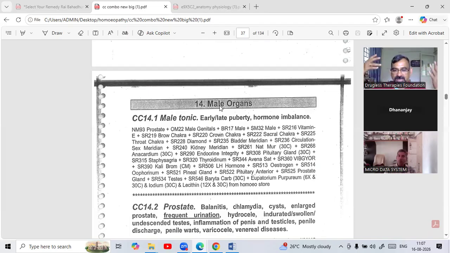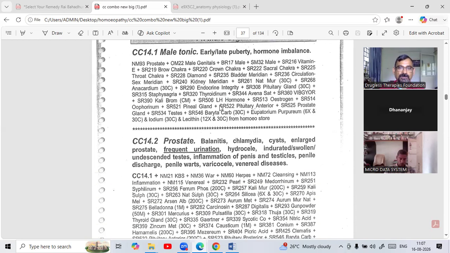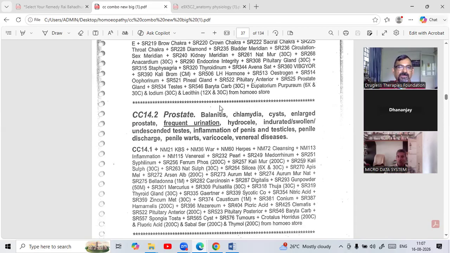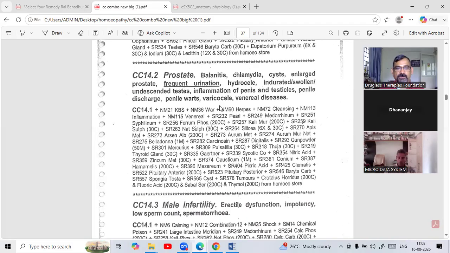skin, I mean hair and other things, we have to give the female one, like 8.1. This 8.1 is called the female tonic, 14.1 is called the male tonic. 14.2 is just for the prostate gland. Generally, after 50, it gets the problem. In that case, you can give it for any bacterial and viral infection of the penis, we can give this also, 14.2.